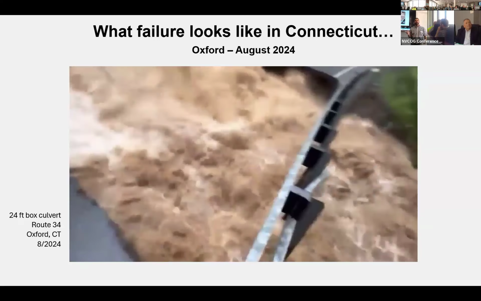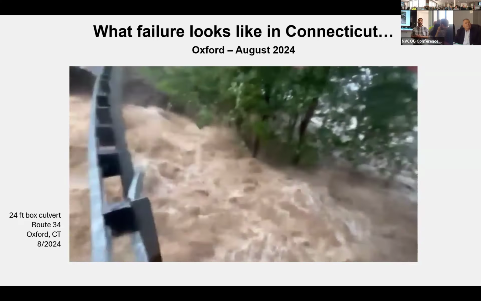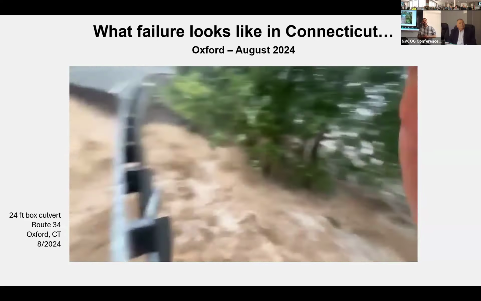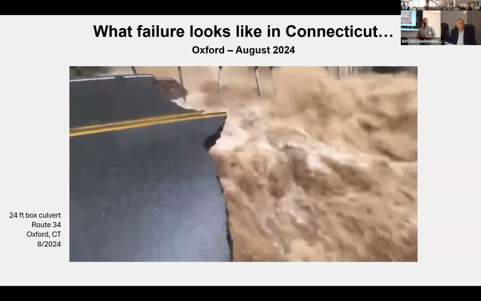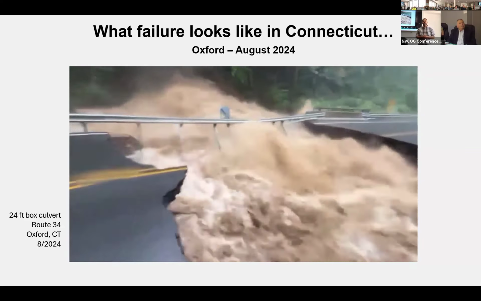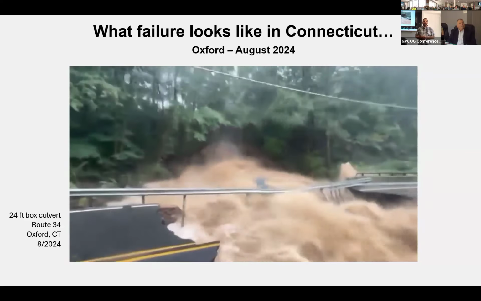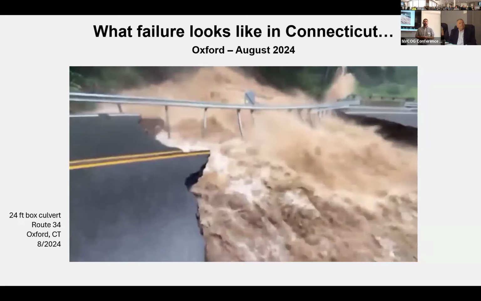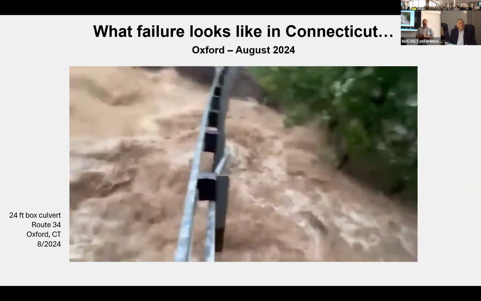Somebody was fortunate enough to see this event. This is the August event, the unnamed storm. That was the other thing: these aren't coming at us with names from 6 hours or 6 days away. This is something that came cruising through the neighborhood, and I think many of you were familiar with this, a 24-foot box culvert that blew out on Route 34.